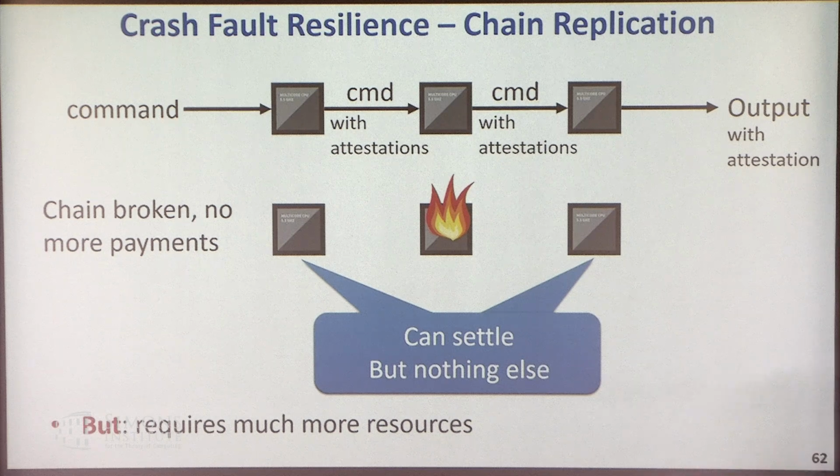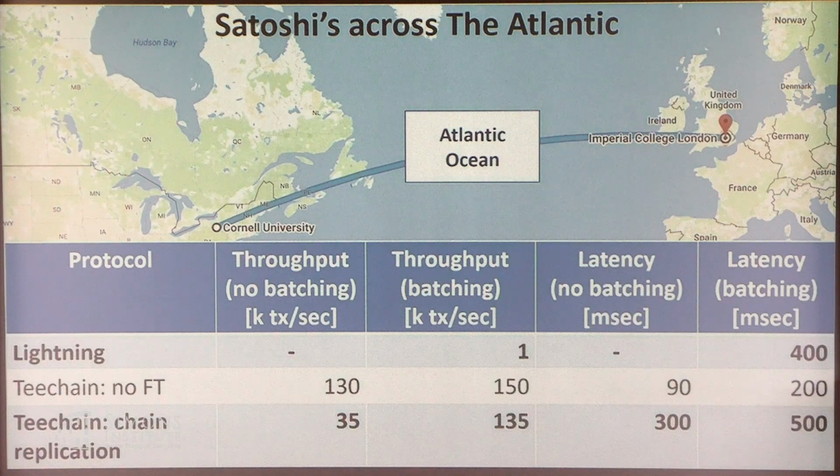This requires a lot more resources. So this is not for me running on my laptop. This is for the exchange scenario where the stakes are sufficiently high to justify running this in a geo-replicated way. So we actually tried this. We opened a channel between Imperial College London and Cornell, and we made some payments. We had either one backup or no backup.